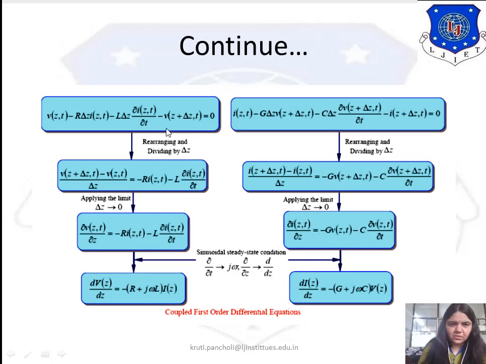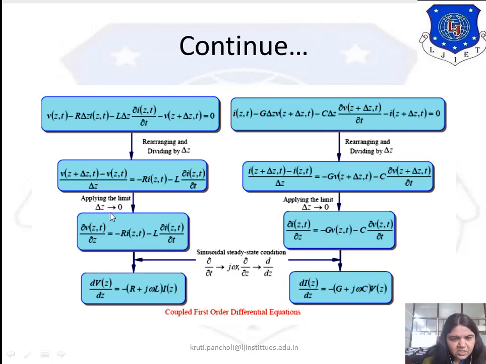Rearranging this and dividing by delta z, it is V(z plus delta z, t), if you take this minus to this side, then minus V(z,t) divided by delta z is equal to minus R i(z,t) minus L delta i(z,t) by delta t. So again rearranging this equation and dividing it by delta z, we are getting these two equations. Now applying the limit delta z tends to 0.